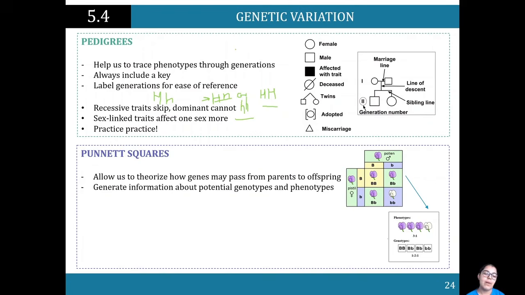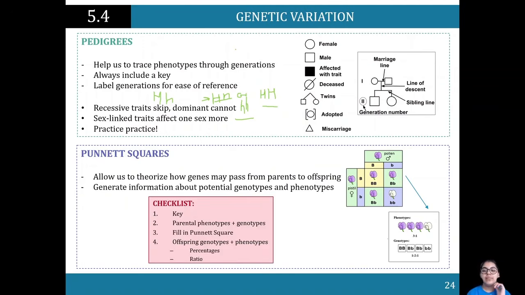Wonderful. Now, Punnett squares essentially allow us to theorize how genes may have been passed. Often in exam questions, you might be given a pedigree, but in order to determine the inheritance patterns in that pedigree, you're actually going to have to draw Punnett squares first. So that's where we want to keep that in mind. Punnett squares allow us to generate information about potential genotypes and phenotypes, and we always use a checklist when it comes to these.